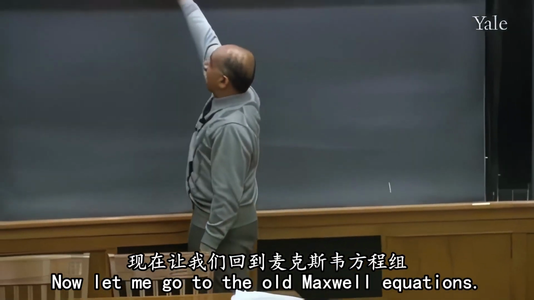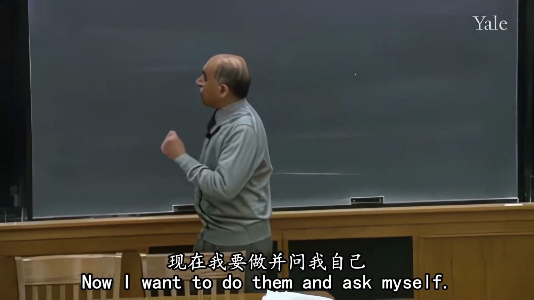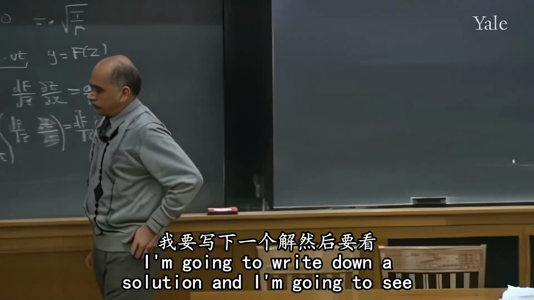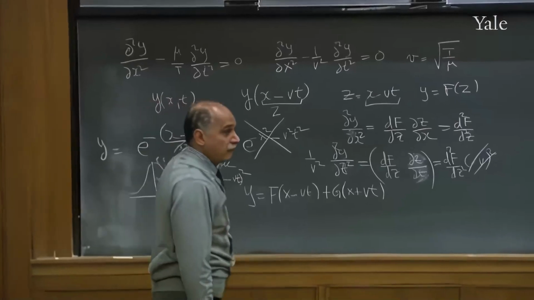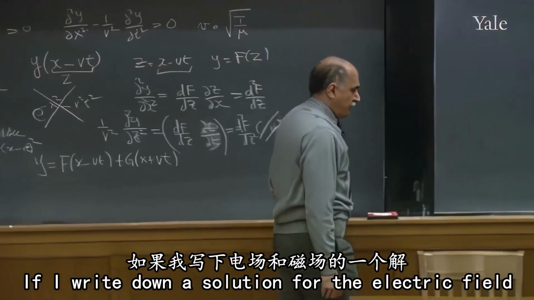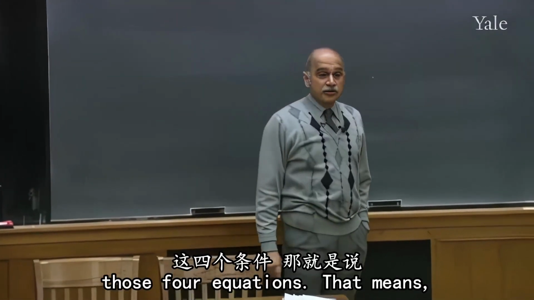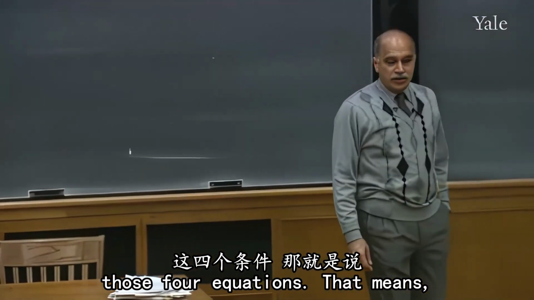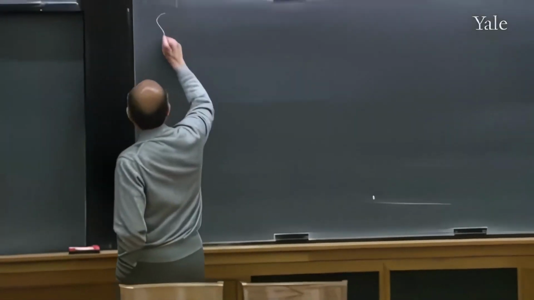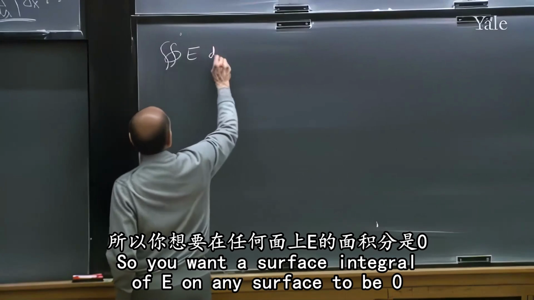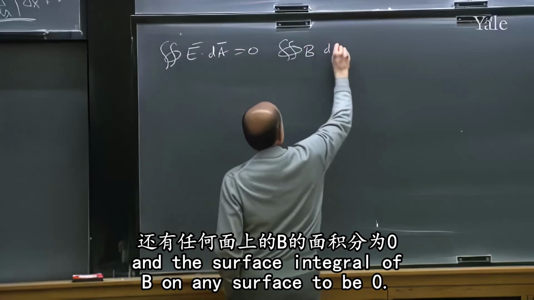Okay, now let me go to the old Maxwell equations. Now I'm going to write down a solution, and I'm going to see if it obeys these 4 Maxwell equations. If I write down a solution for the electric field and the magnetic field, they have to obey all those conditions, those 4 equations. That means, let's take first the case of working in the vacuum, when there is no current, when there is no charge. So you want surface integral of E on any surface to be 0, and the surface integral of B on any surface to be 0.